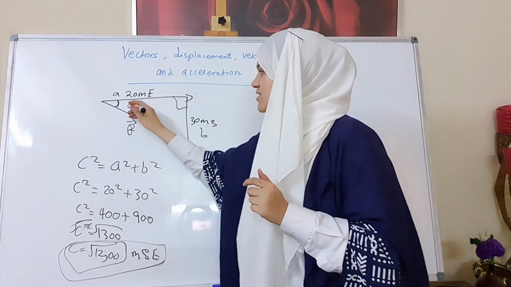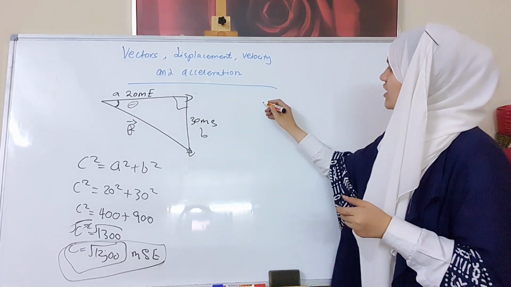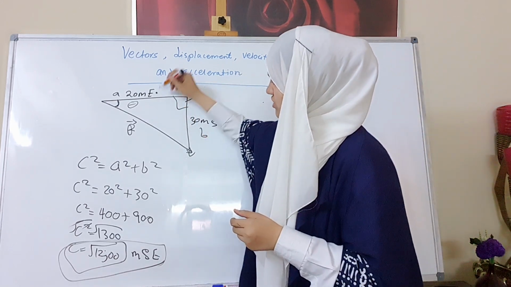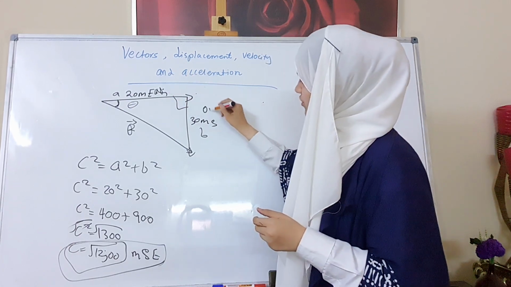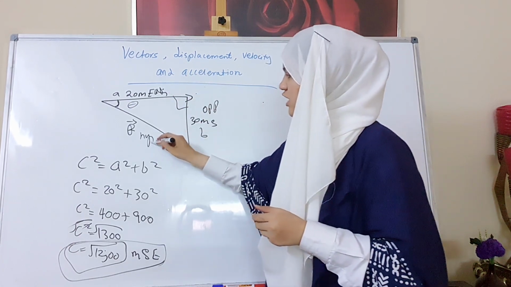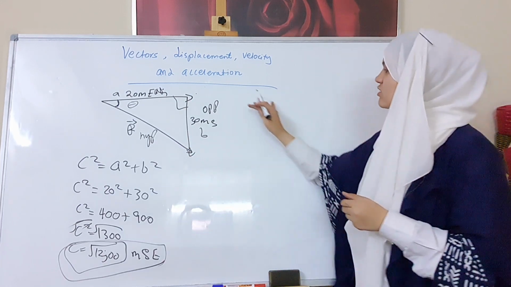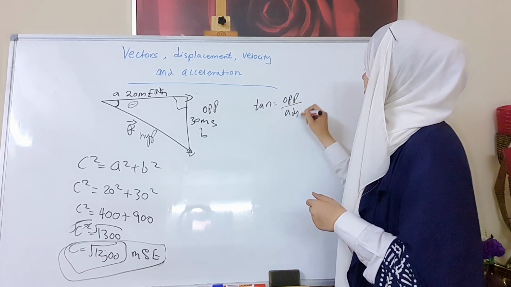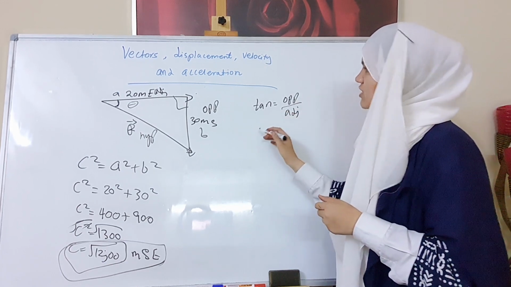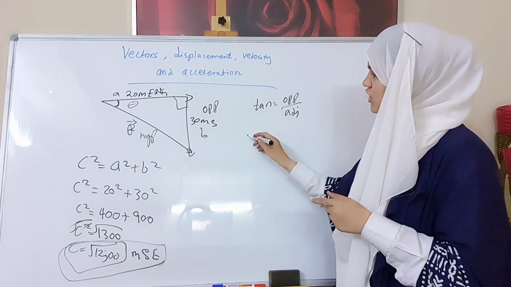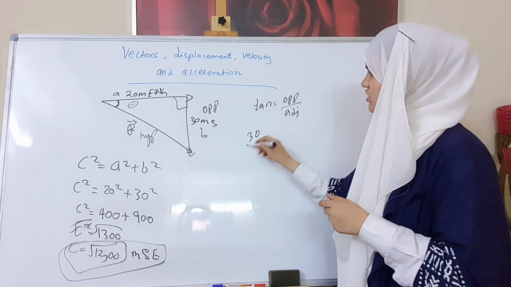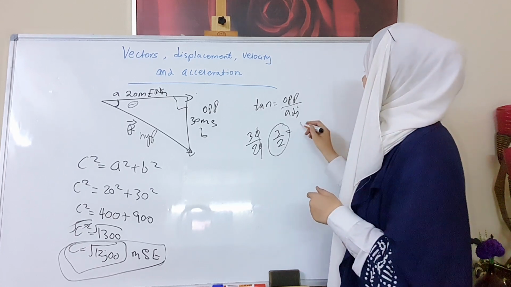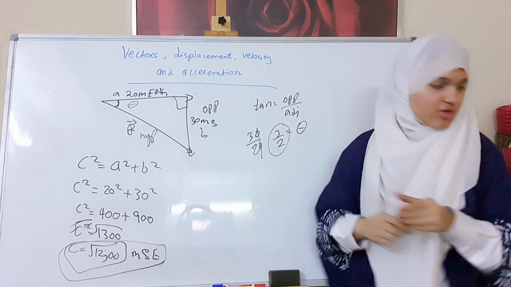How could we find theta here? It will be tan, because tan is opposite over adjacent. This one is adjacent and this one is opposite, and here we already have the hypotenuse, right? So that means tan is equal to opposite over adjacent. That means theta, first of all, what we have, 30 opposite over 20 adjacent, cut, that means 3 over 2. Okay, 3 over 2 on the calculator.